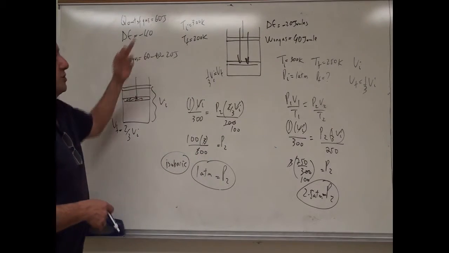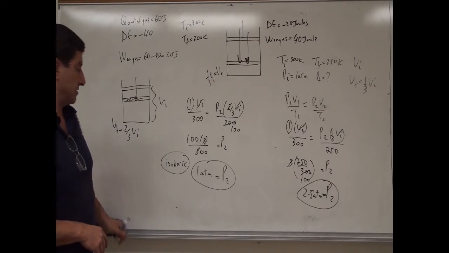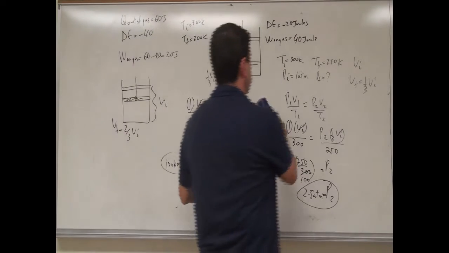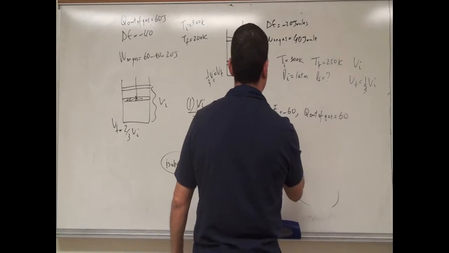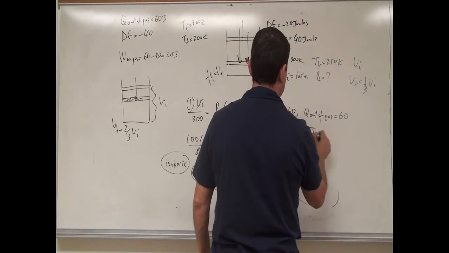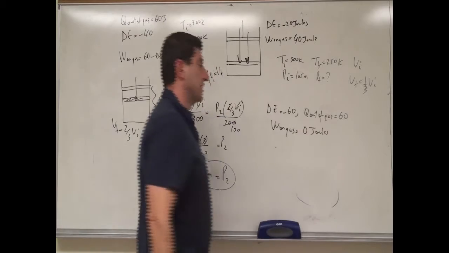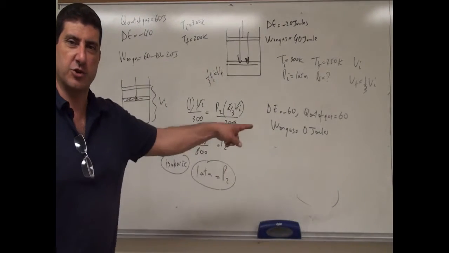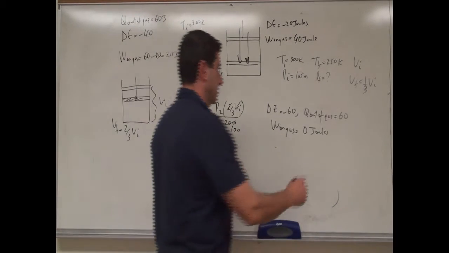What would happen if the change in internal energy was negative 60? Let's see that. Negative 60. So work on gas is going to equal 0 joules. That means the volume is not going to change. What is that called? Isovolumetric.